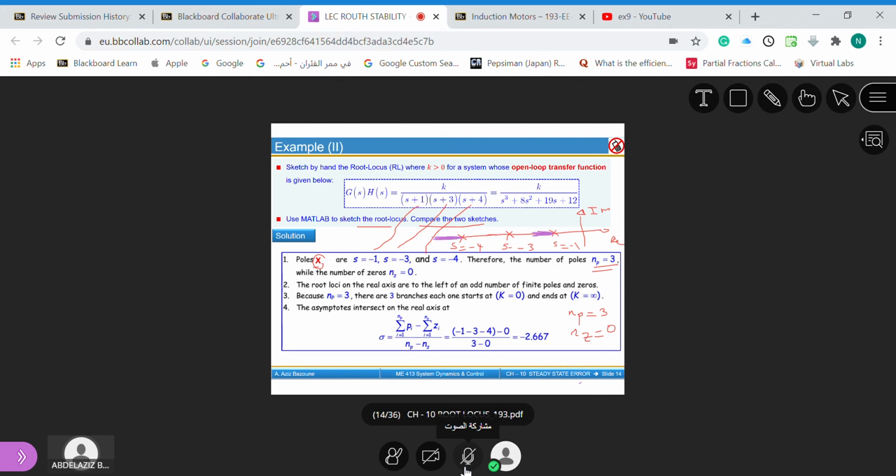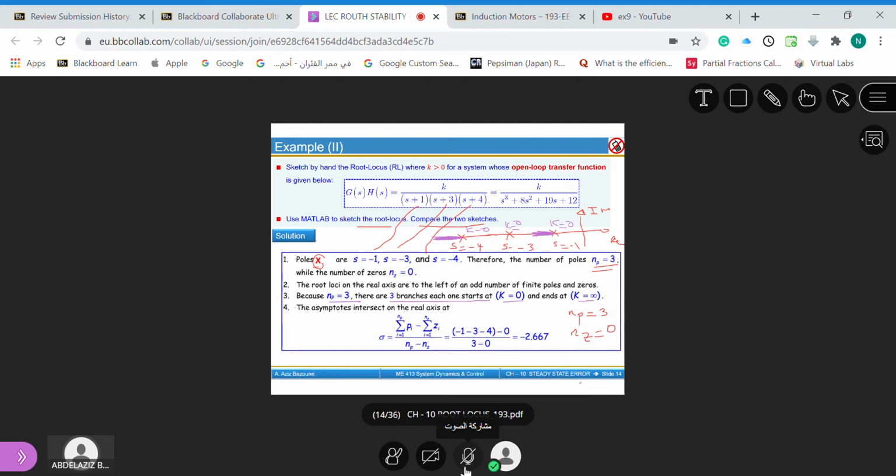So here, guys, we have K equal to 0, because we said the NP is equal to 3. There are 3 branches, each starting at K equal to 0 and ending at K equal to infinity. So here it is at 0, but it goes somewhere to infinity. We will see where it goes.